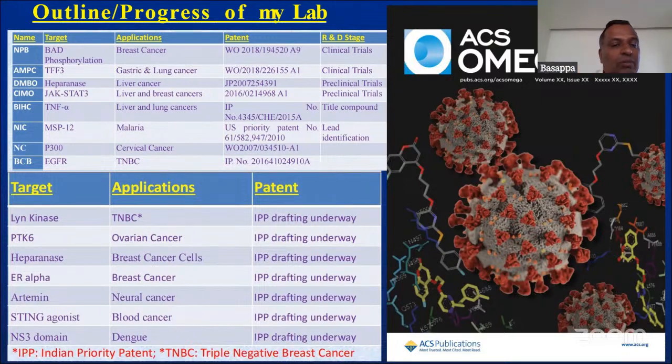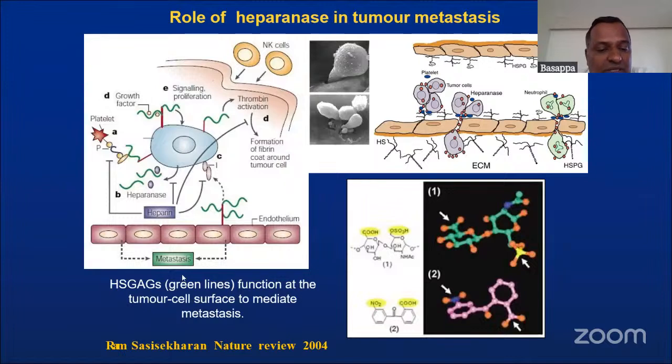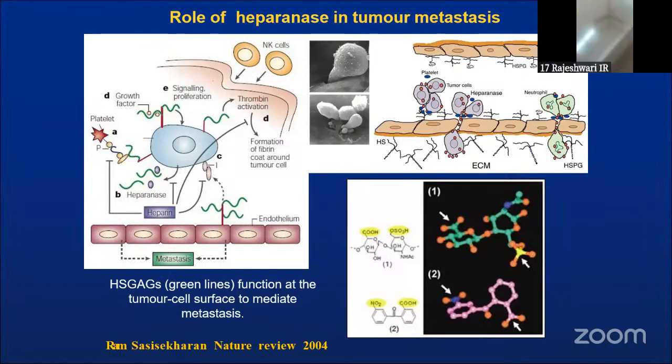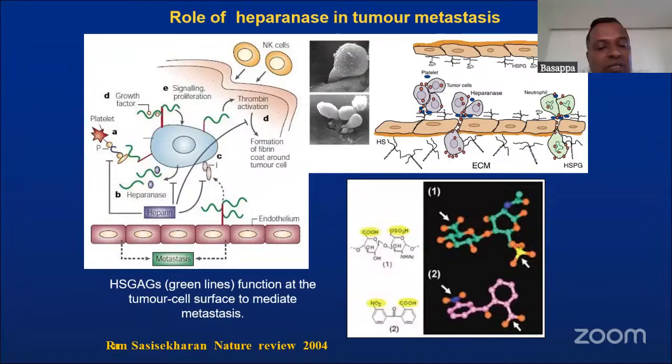Coming to this work, which was triggered when I was a research scholar, Ramasekaran wrote in Nature in 2004 about heparan sulfate glycosaminoglycan, which has a primary role in the metastatic process. We know heparan sulfate glycosaminoglycans are cleaved by heparinase, an enzyme which cleaves heparan sulfate and has a pivotal role in tumor progression.